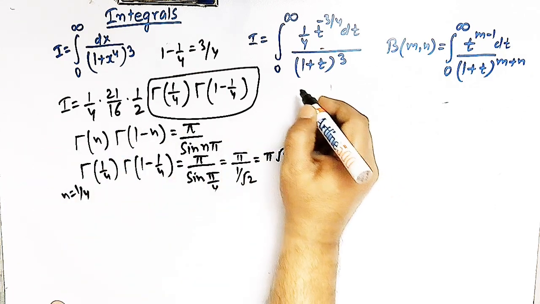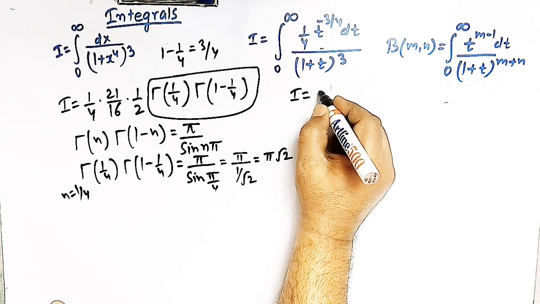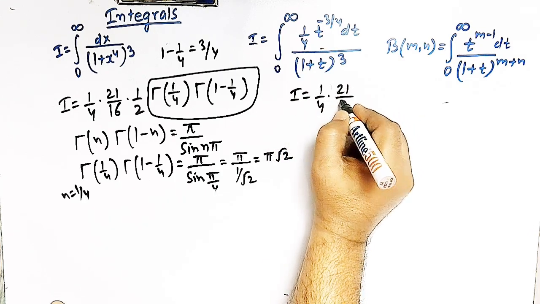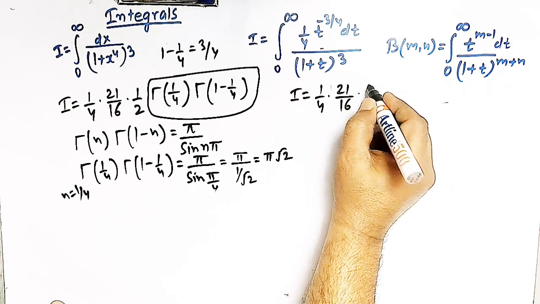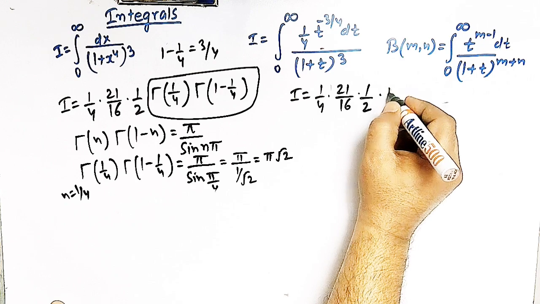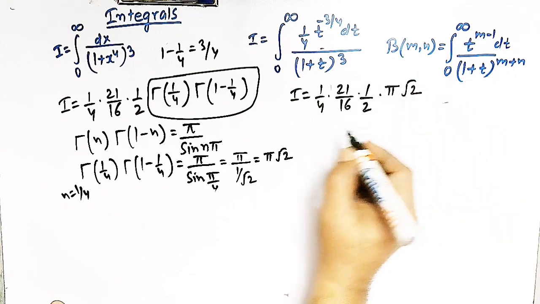So now the value of this integral I is 1 over 4 times 21 over 16 times 1 over 2, and here we have pi times square root of 2.